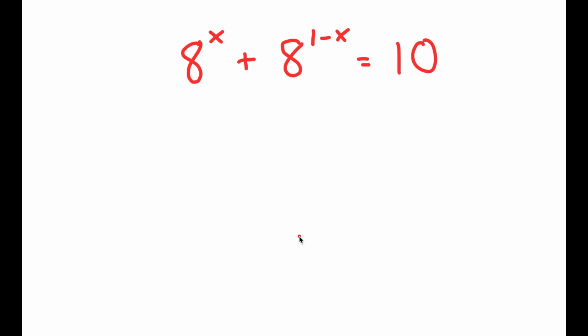Alright, so for this equation, I have 8 to the power of x plus 8 to the power of 1 minus x is equal to 10. Now my only variable in this equation is x, so that's the variable I'm going to be solving for.